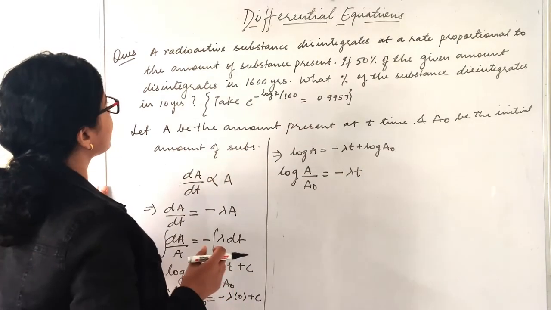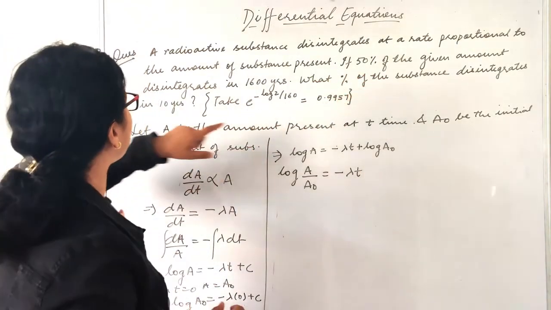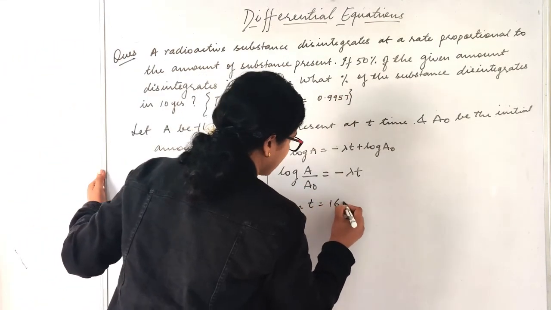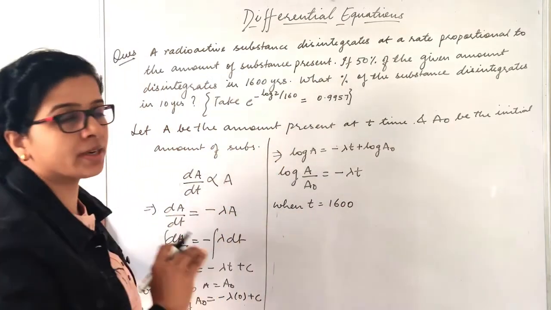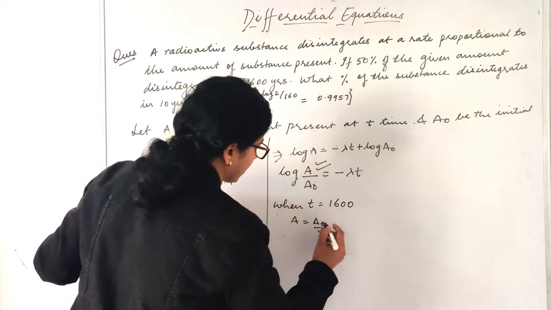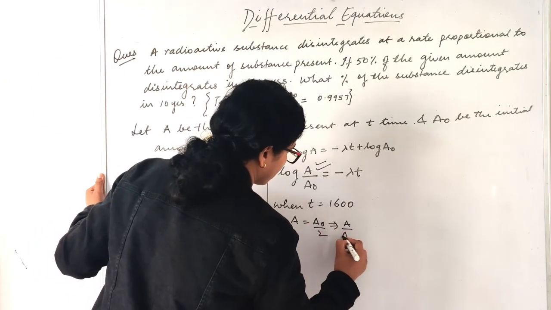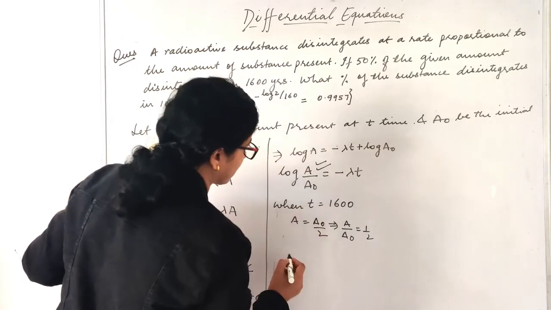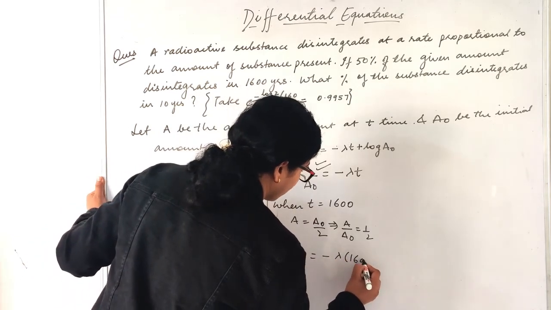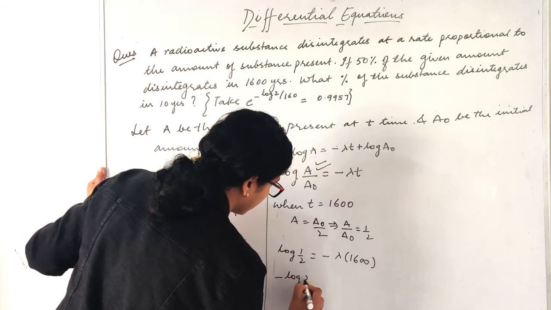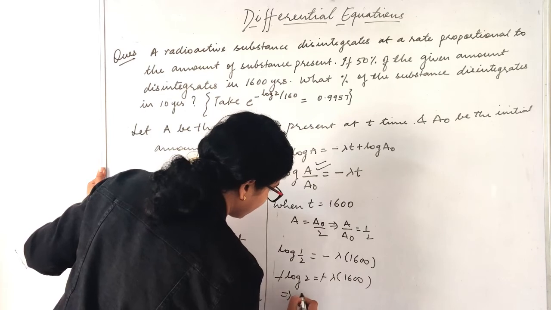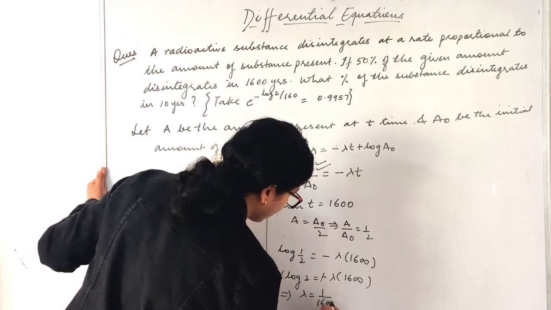Okay. Now next it is given the 50% of the given amount disintegrates in 1600 years, right? So when t equals 1600 years, 50% has been disintegrated, meaning the remaining amount A will become A0 by 2. So this can be written as A upon A0 equals 1 by 2. Now let us substitute this part. So log 1 by 2 equals minus lambda into 1600. Or I can write minus log 2 is equal to minus lambda into 1600. So this implies lambda is equal to 1 by 1600 log 2.